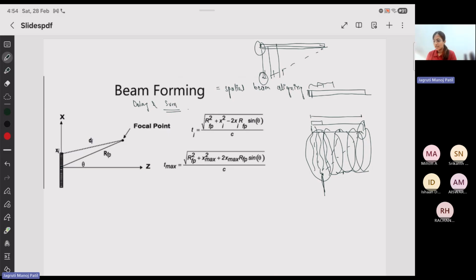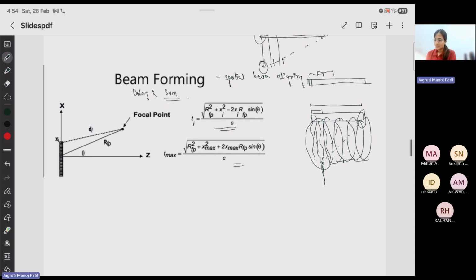Were you guys able to solve these formulas that are written in here? If not, we can solve them now. If yes, then we can move ahead. Is this geometry clear to you, or do you want me to solve it?